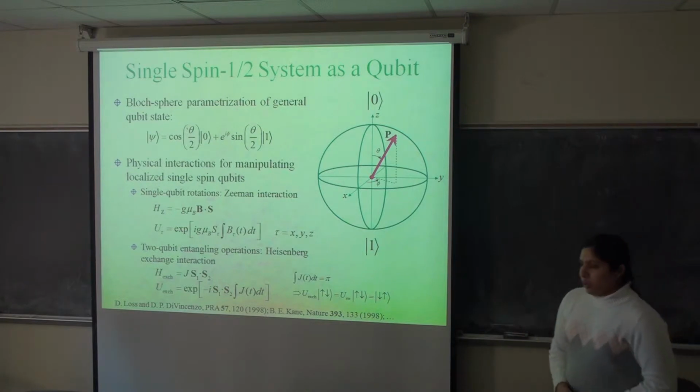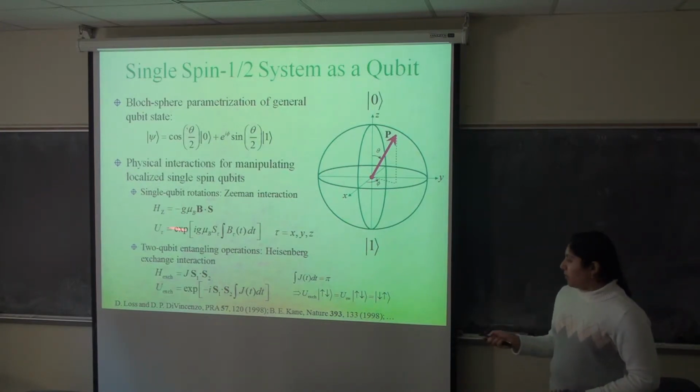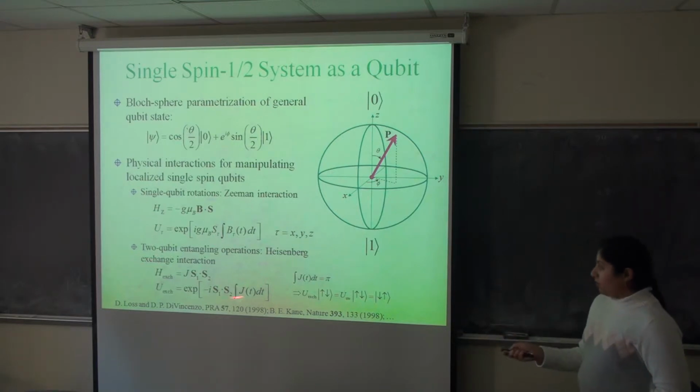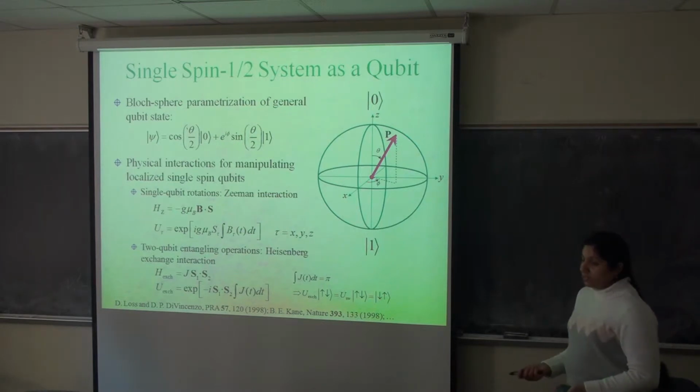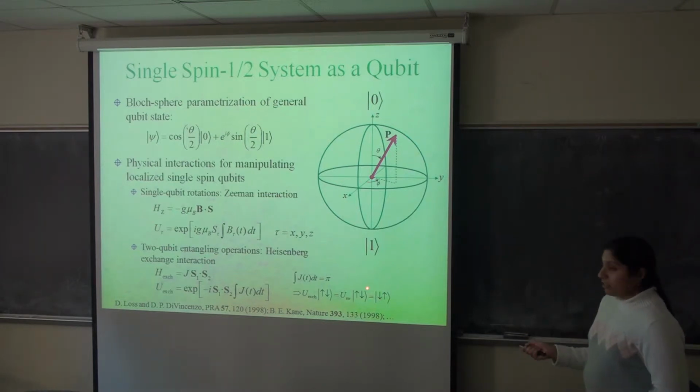And depending on the direction of the applied field, we can generate unitary transformations around different axes of the Bloch sphere. So in order to entangle two spins, we can use the Heisenberg or isotropic exchange interaction, which is of this form, where J represents the interaction strength. And depending on the time integral of J, we can generate different unitary transformations, which can be either entangling or non-entangling. And so if the time integral of J, for example, is equal to pi, then we get the operation which swaps the states of the two spins.